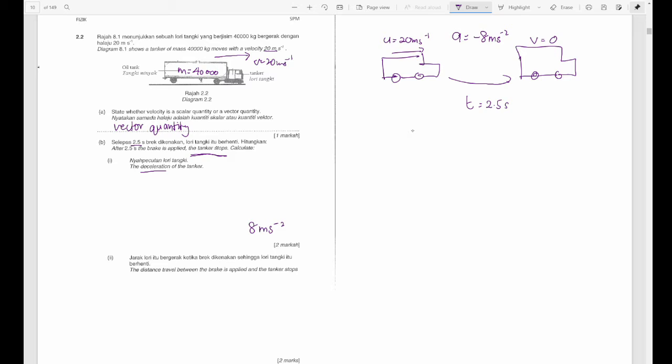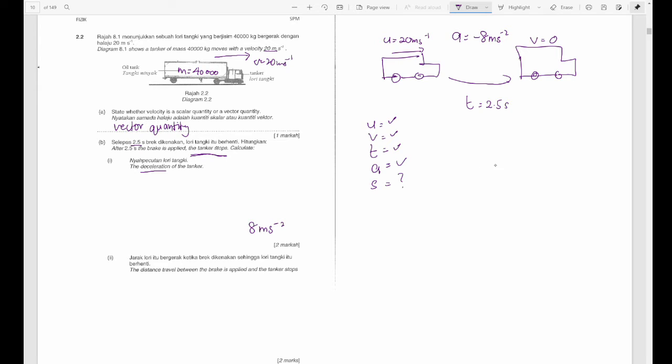So here you can write the information that you have. You have U, you have V, and then you have T, and then you have A, and the one that is being asked here is S. So look back at your formulas in state of motion. What is the formula that involves all of these variables that you can use?